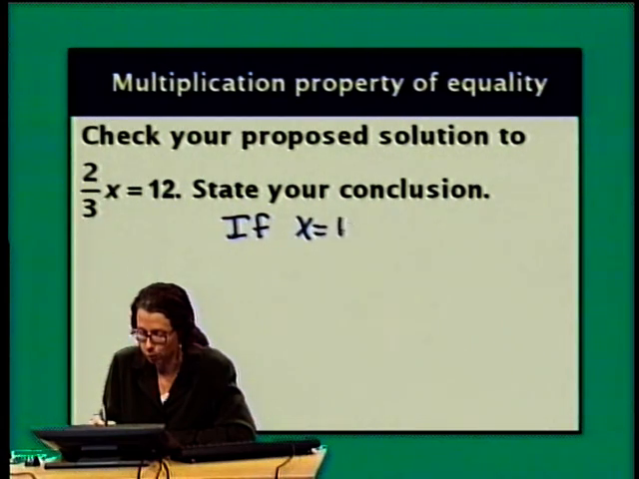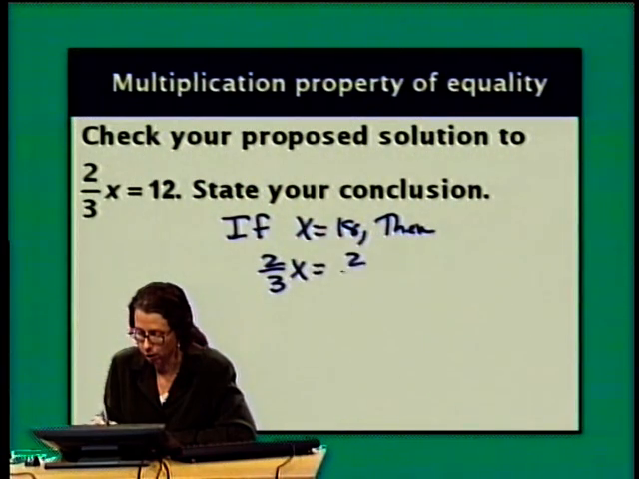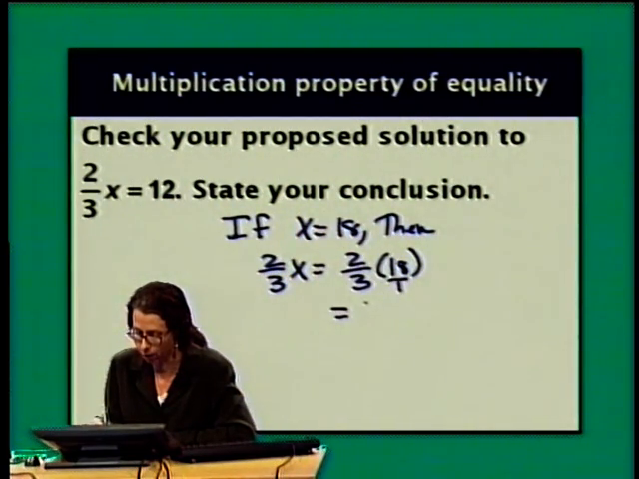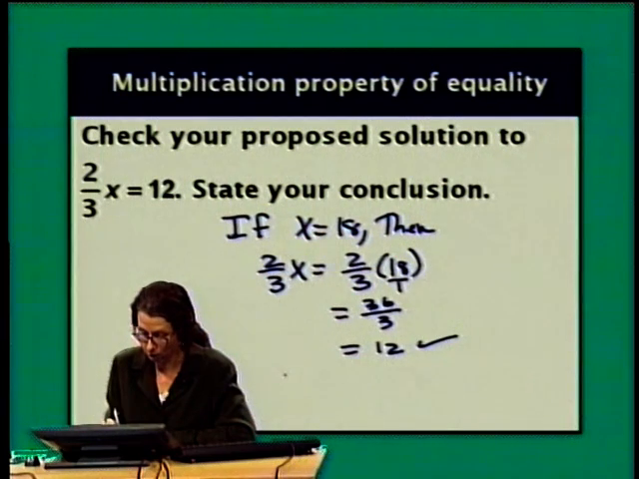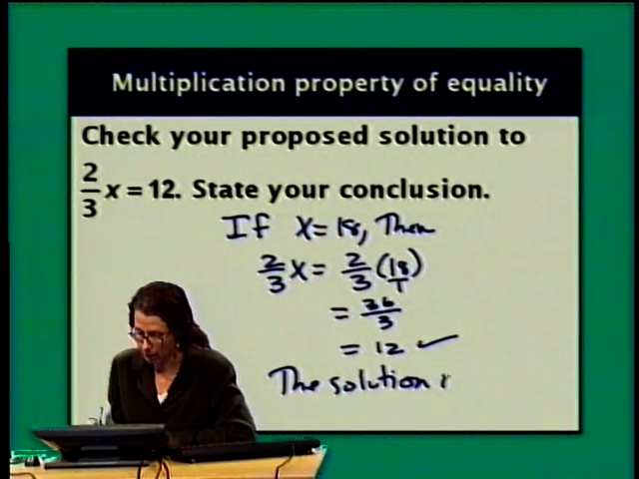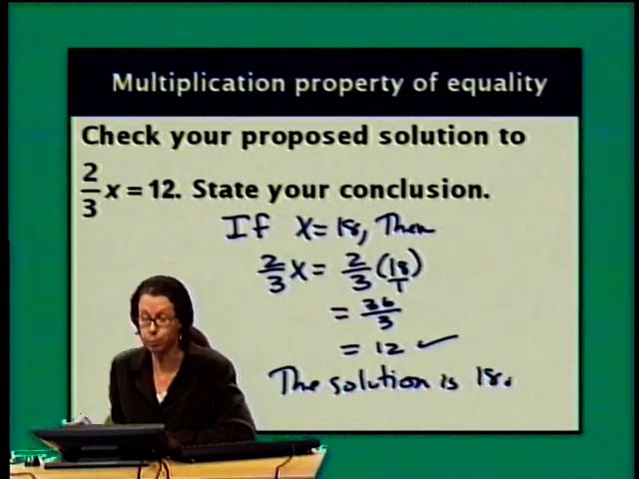So if x equals 18, then 2/3 x is 2/3 times 18. And let's see, if I write this as 18 over 1, I have 36 over 3, which is 12. That's what I want. So the solution is 18.